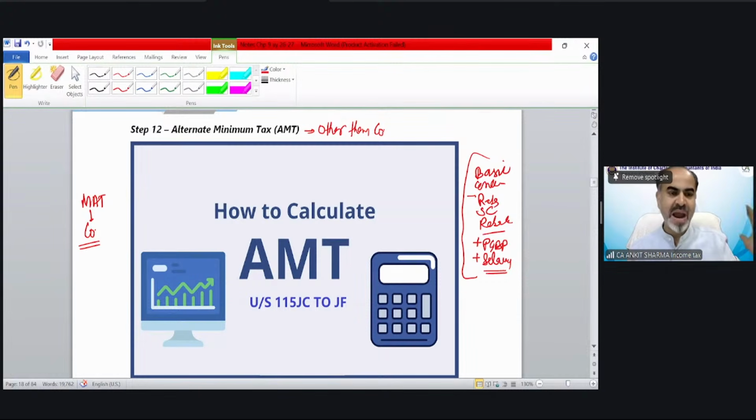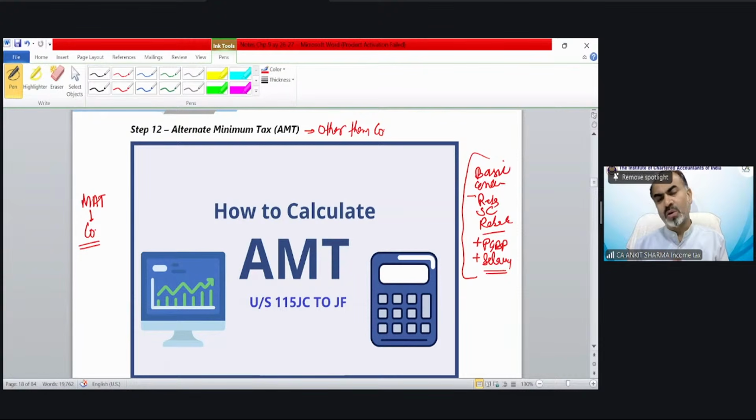Suppose the MAT provisions are 10 points, AMT is only 2 or 3 points. So MAT provisions are huge and much more complicated. In comparison to MAT, AMT is just 2 points out of 10. So it's good news for you that AMT is simple.